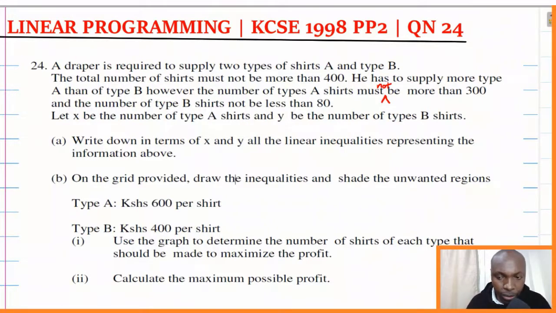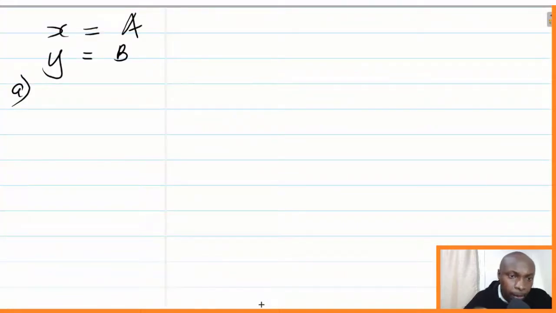Let us jump straight to the solution and see how we are supposed to solve that. We're going to begin by writing down the inequalities, and already we have been given that X will represent the number of shirts for type A and Y the number of shirts of type B. So that is the first thing.